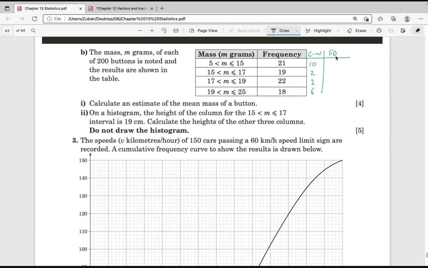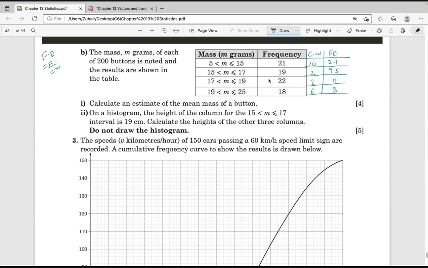Now frequency density is frequency divided by class width. 21 divided by 10 is 2.1. 19 divided by 2 is 9.5. Next one is 11. And the last one is 3.